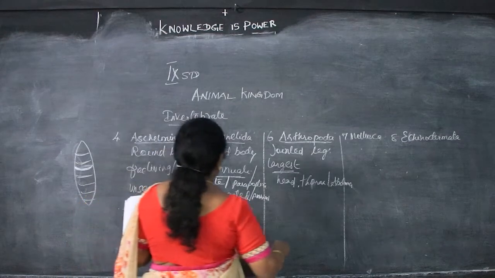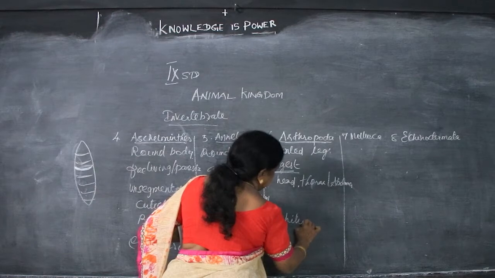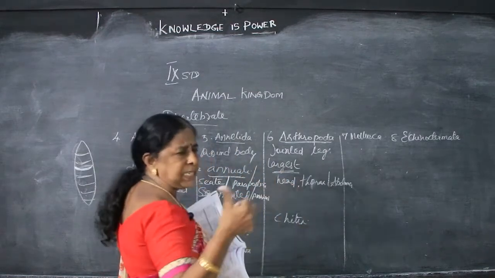They have jointed legs. The body is covered by chitin. I said chitin is a substance which covers the moist body, so it gives strength to the body.